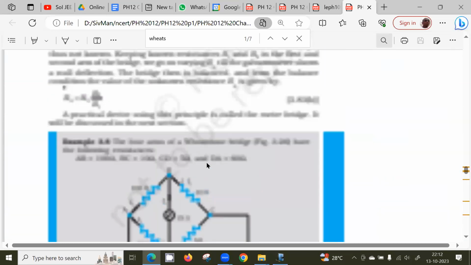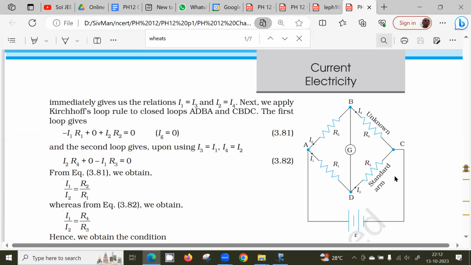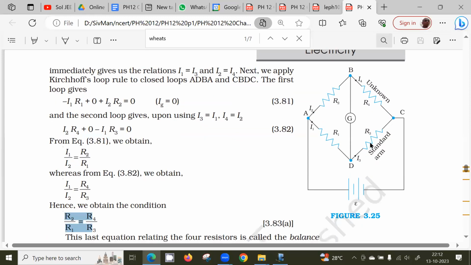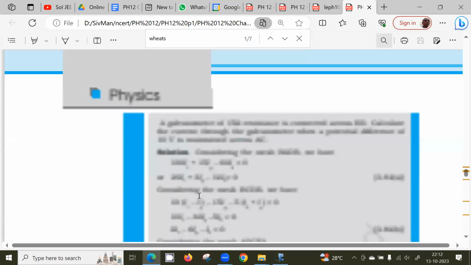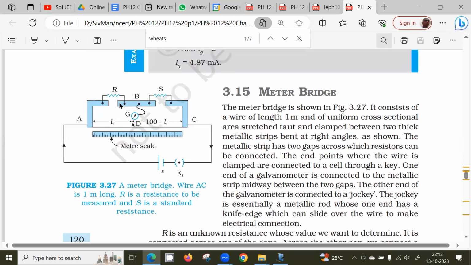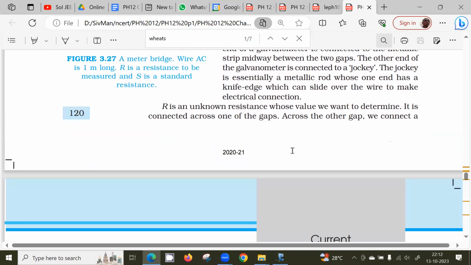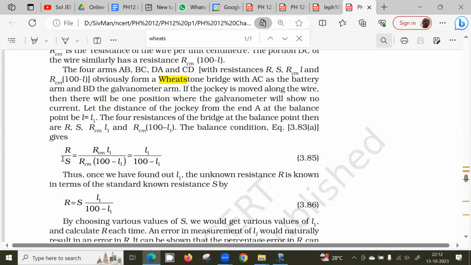So this Wheatstone bridge has got 4 resistors: 1, 2, 3, and 4. There's a galvanometer connected between these two branches. This resistance is adjusted such that the current in the galvanometer branch is 0. For that condition, R2 by R4 is the same as R1 by R3. These four resistors are the four resistors in this meter bridge: one resistance, two resistance, the third is this part of the wire, and the fourth is this part of the wire. So the balance condition will be R by S equal to R1 times rho L1, where rho is the resistance per unit length of the wire, which is a known quantity.